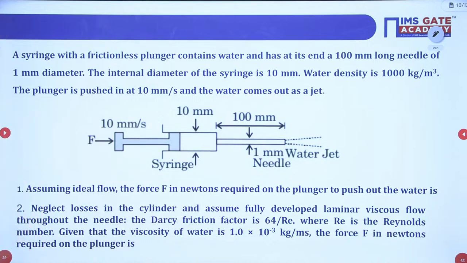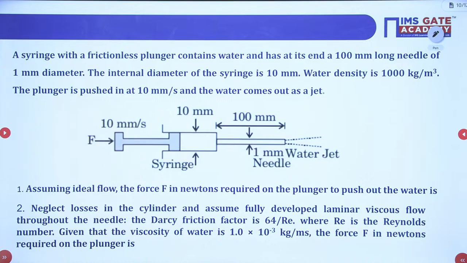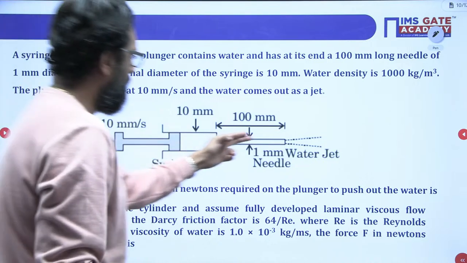A syringe with a frictionless plunger contains water, and has at its end a 100 mm long needle of 1 mm diameter. The inlet diameter of the syringe is 10 mm. Water density, that means the fluid is water, is 1000 kg per meter cube. The plunger is pushed in at 10 mm per second. That means the plunger is pushing left to right, and the water comes out as a jet. It is in jet form.